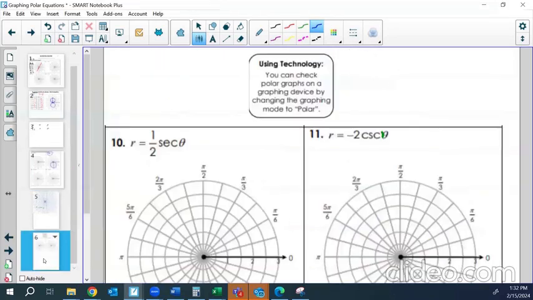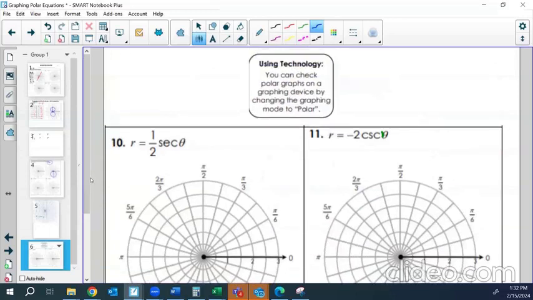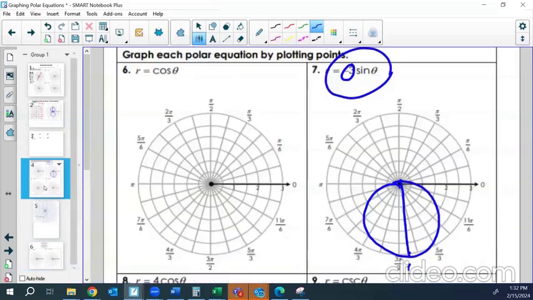I want to show you this one here. Let's look at it.